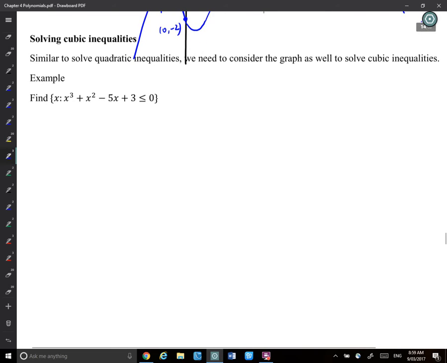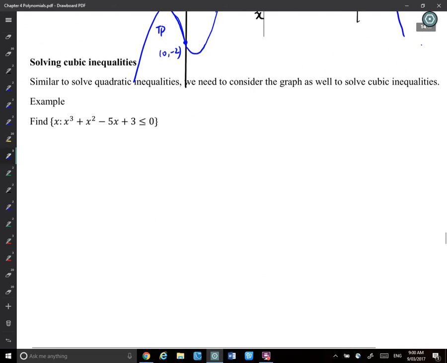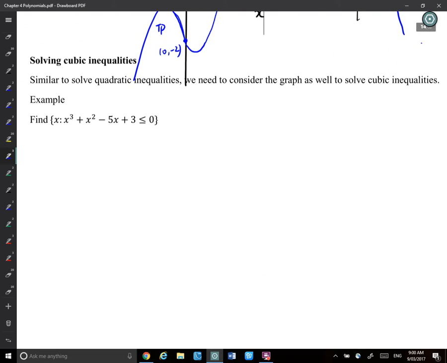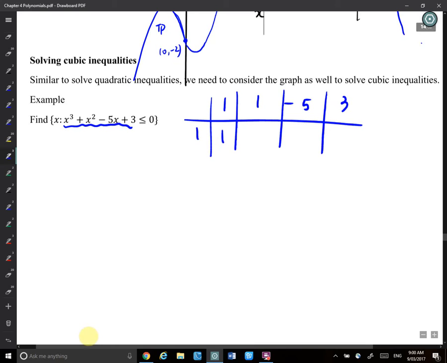Okay, next one is solve cubic inequalities. The way to solve a cubic inequality is the same as solving quadratic inequalities. You sketch a graph and find out which part you want. First of all, I still need to factorize this. So I have 1, 1, -5, and 3. I will try 1. 1 times 1, 1, 1 plus 1, 2, 1 times 2, 2, 2 plus -5 is -3, 1 times -3 plus 3 is 0.